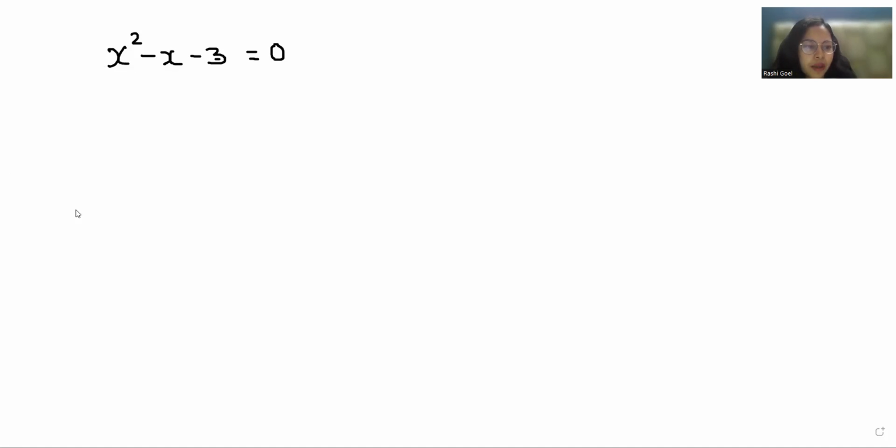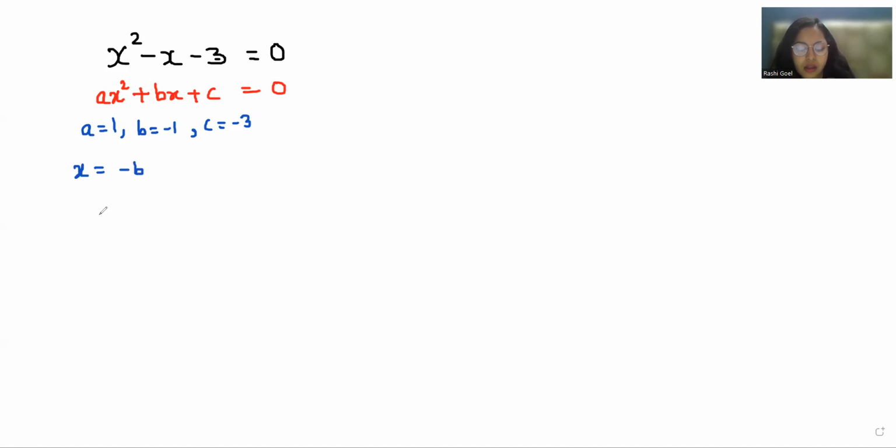We are going to compare it with the quadratic equation, that is ax square plus bx plus c is equal to 0, where a is the coefficient of x square, 1, b is negative 1 and c is the constant, that is negative 3. So let's put a, b, c all values in the quadratic formula, that is x is equal to minus b plus minus under square root b square minus 4ac by 2a.